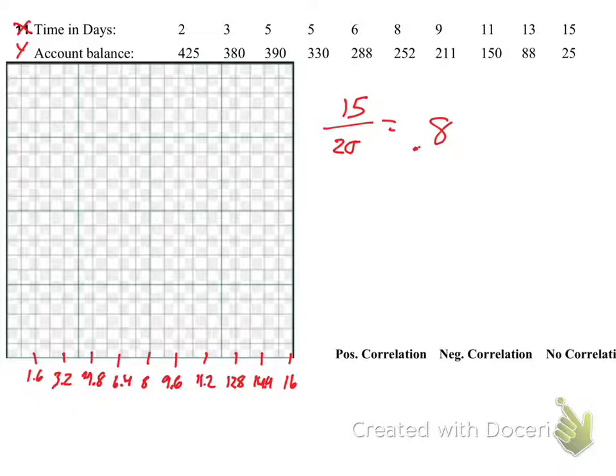So now for the account balance, my biggest number looks to be 425. I'm going to divide that by my number of lines, which is equal to 20.